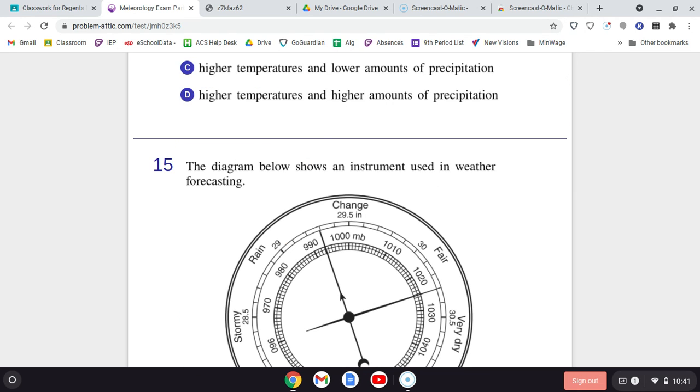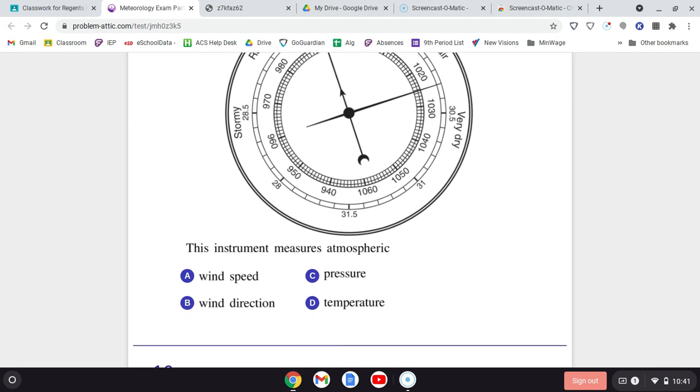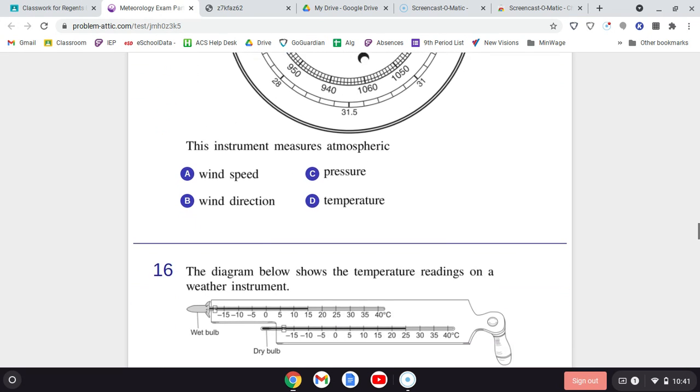Okay, number 15. The diagram below shows an instrument used in weather forecasting. What does that instrument measure? Atmospheric what? We can get rid of C and D. Let's get rid of A. Am I right? A and B. Okay.